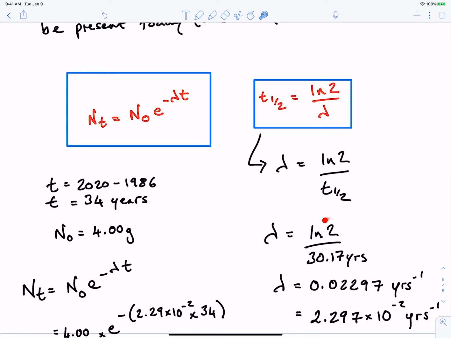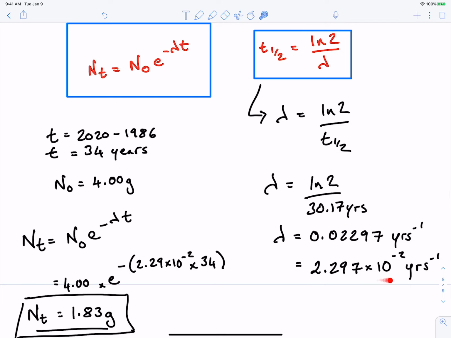So lambda is the natural log of 2 divided by 30.17 years. We're given this in the question, and we end up with a decay constant of 2.297 times 10 to the minus 2 years to the minus 1. So we have this lambda value, which we can now insert and use in this equation over here.